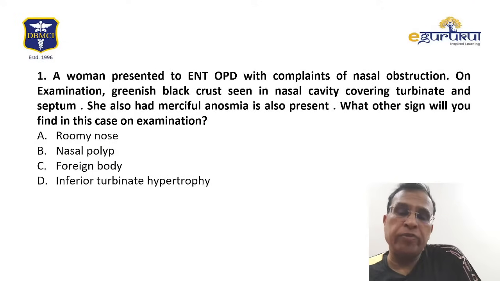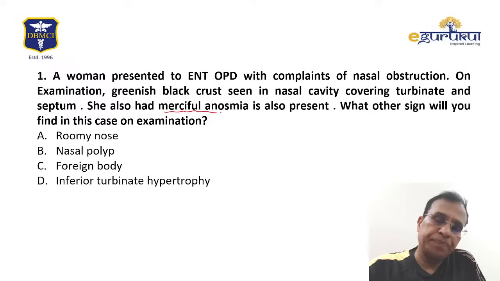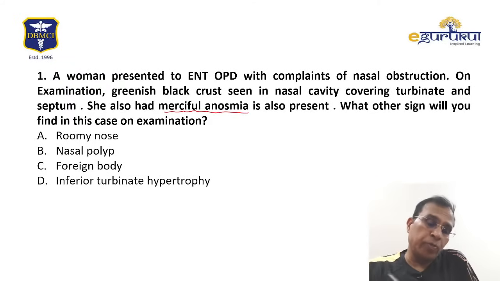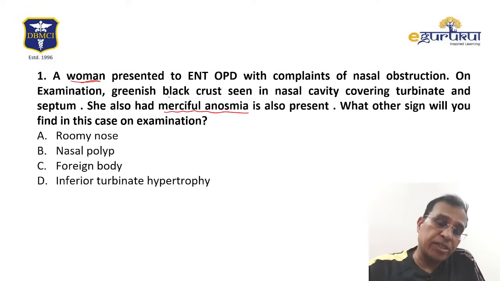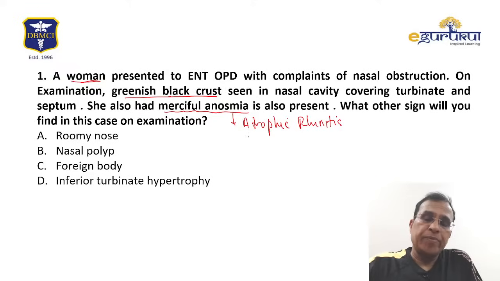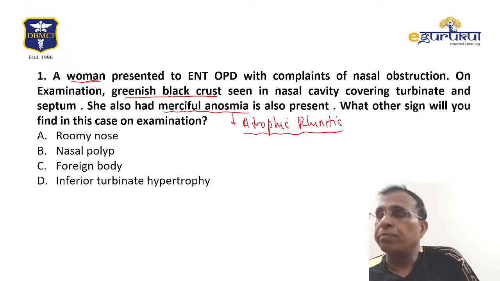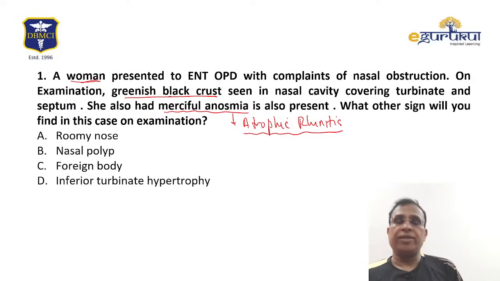A woman presented to ENT OPD with complaints of nasal obstruction. On examination, greenish black crust seen in the nasal cavity covering turbinates and septum. She has merciful anosmia. So if a woman complains of nasal obstruction, it could be anything. But if there is a greenish black crust with merciful anosmia, these two tell you it is atrophic rhinitis. In atrophic rhinitis, typically there is a greenish black crust, and merciful anosmia is a very popular feature of atrophic rhinitis. Everybody knows. So the diagnosis is not difficult.